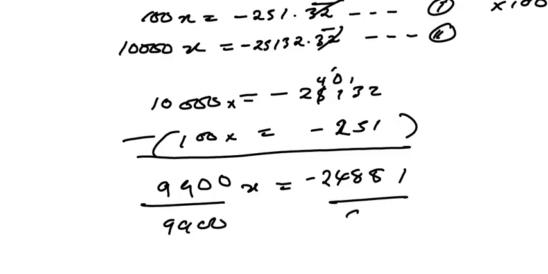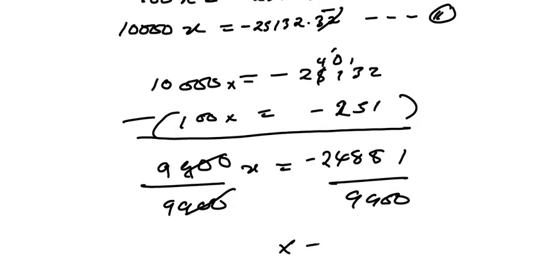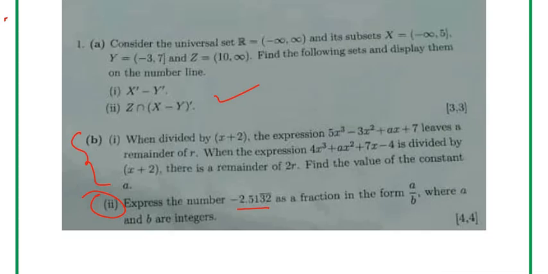This is negative 9900. Let me divide by that. So this is just going to give us x is equal to negative 24881 divided by 99 and zeros. This is what we get. So that's going to be your answer for the last question here. This is supposed to be your answer here.